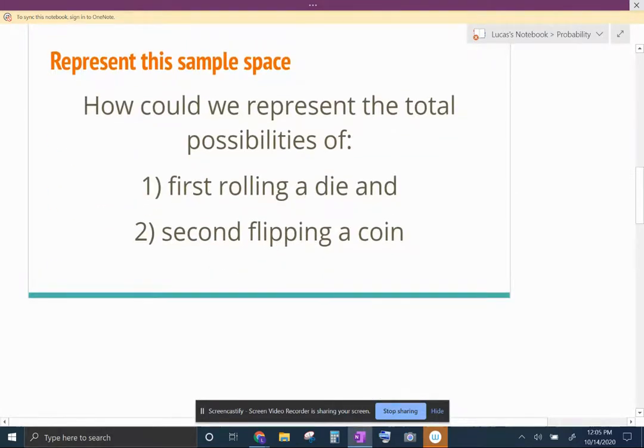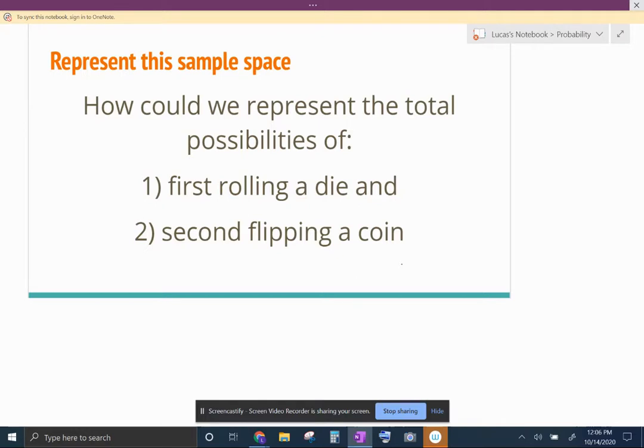And so we're going to go right into this. This says represent the sample space. How could we represent the total possibilities if the first thing we do is roll a die, and then the second thing we do is flip a coin? I encourage you to pause the video and see if you can come up with a method on how you could either list or represent the sample space, which is all total possibilities that could happen. Can you list all of the possibilities? I encourage you to take 3 to 4 minutes to see if you can at least list some of them. And then I'm going to show you an easier way.